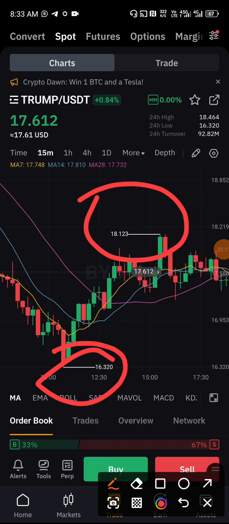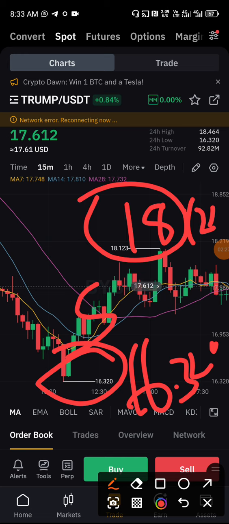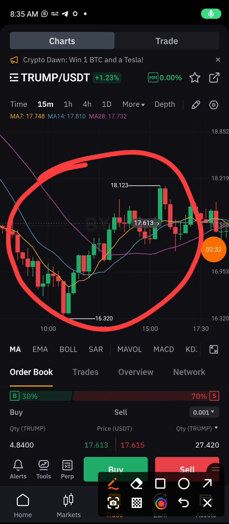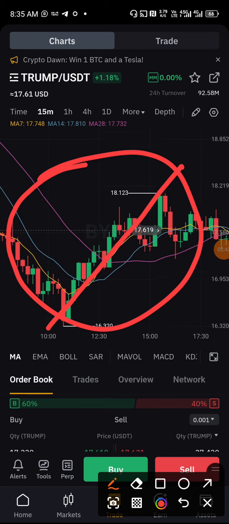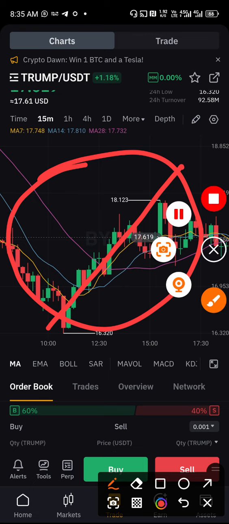Let's assume that you bought this coin at 16.320 and you sell it at 18.123. You'll be in a good profit. Now you look at this circle. The interval between this place and this place is what should always be a focus, so that you'll be able to make money every 15 minutes or every 10 minutes.